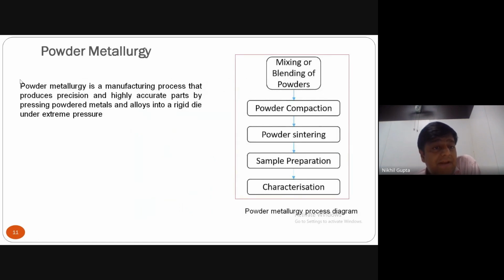Sir, powder metallurgy. Powder metallurgy is a traditional manufacturing process that produces precision and highly accurate parts by pressing powder metals and alloys into a rigid die under extreme pressure. This is the overall diagram, sir. Process flow diagram: mixing or blending of powder, compacting of the powder, powder sintering, which may be hot or cold sintering, sample preparation, and then final characterization. This is the method, sir.